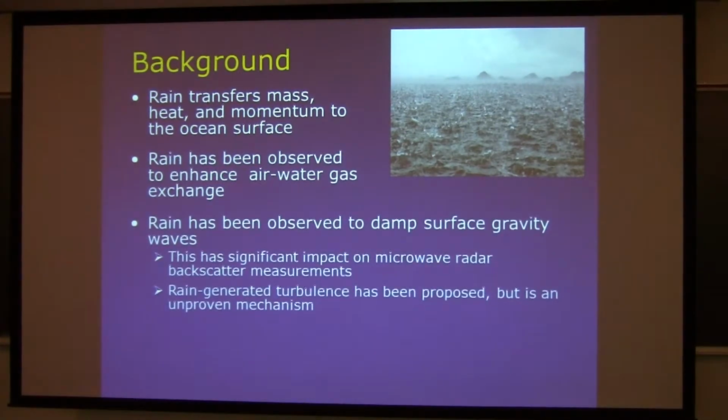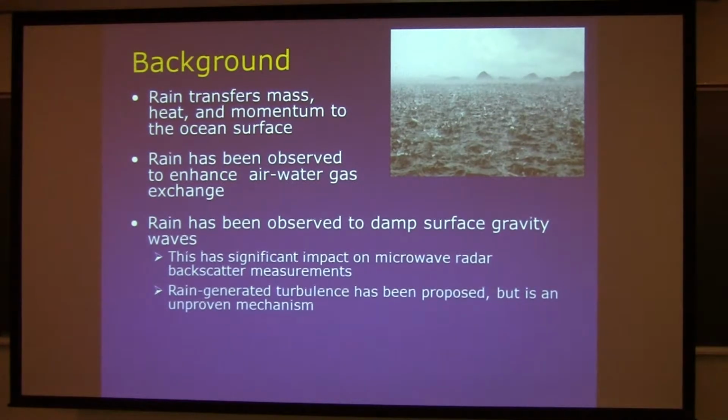Rain has also been observed to damp surface gravity waves. This has been known by people who've gone to sea for hundreds of years. And this is a significant impact on the microwave radar backscatter community. They use sea surface roughness to infer all sorts of parameters, including open ocean wind speed. If rain changes the sea surface roughness, their inferred values are actually wrong.